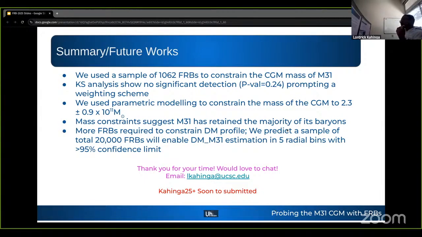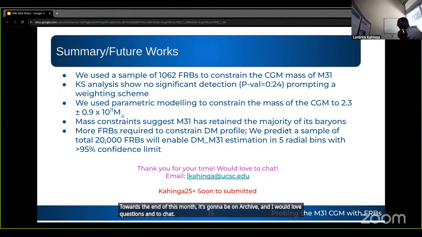you can have 5 radio beams with greater than 95% confidence limit, and you can also do a really good job of constraining the mass. Lastly, look out for this paper, probably somewhere towards the end of this month. It's going to be on arXiv, and I would love questions and to chat. Thank you.